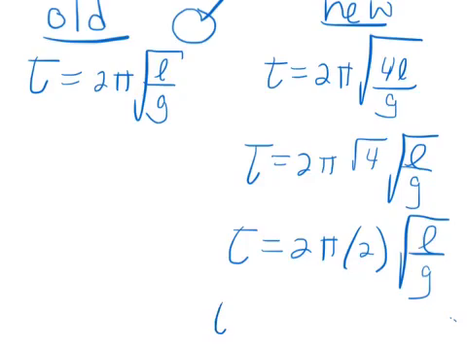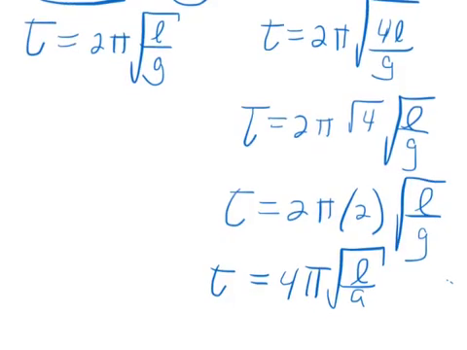So really, if you think about it, this is 4 pi root L over g. And if you compare these two, you'll see that this here is 4 pi, this is 2 pi, so this one is double this one. So what has happened to the period? The period has doubled.